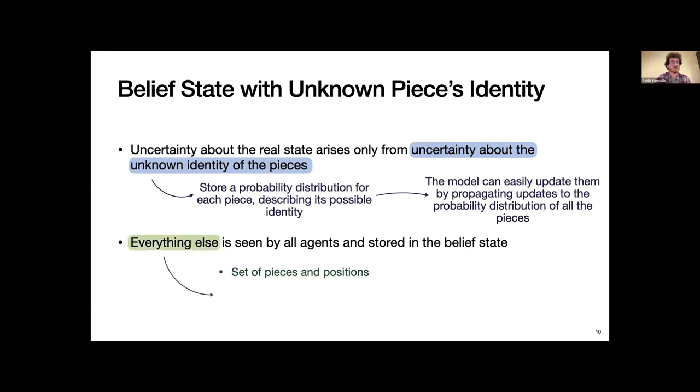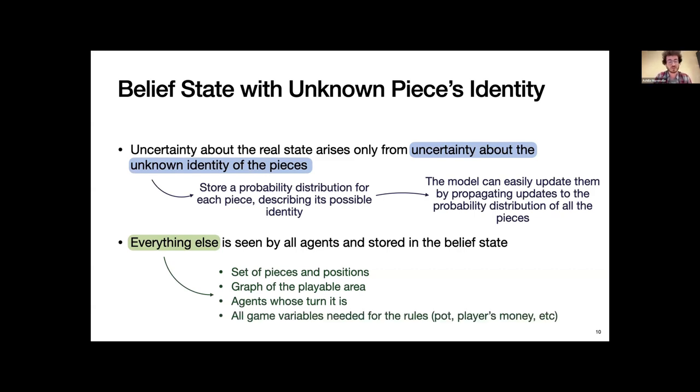And so when I say everything else, it's the set of pieces and their positions, the graph of the playable area, the agent whose turn it is, and all game variables that are needed for the rules.